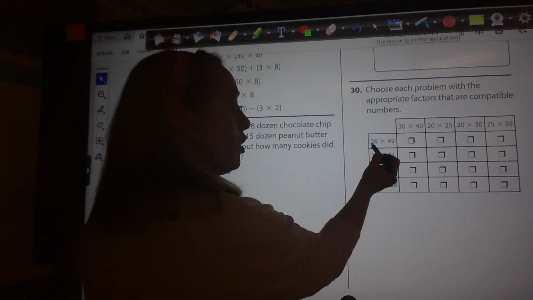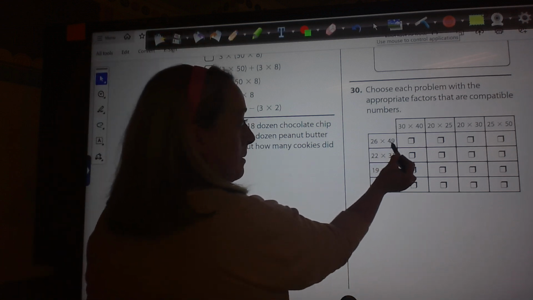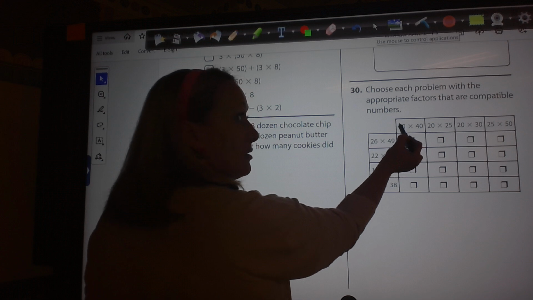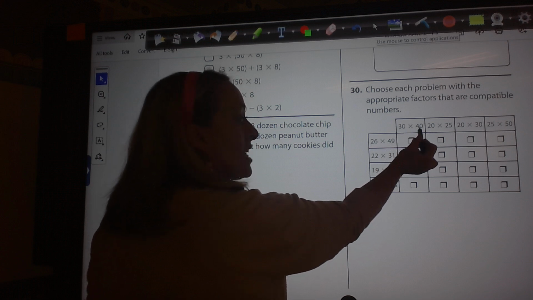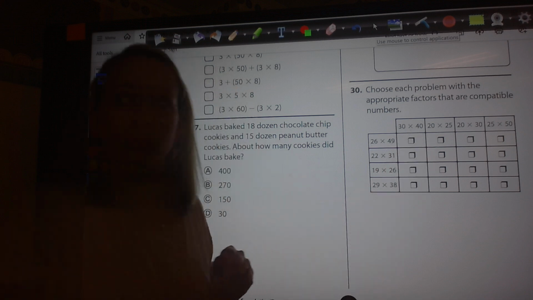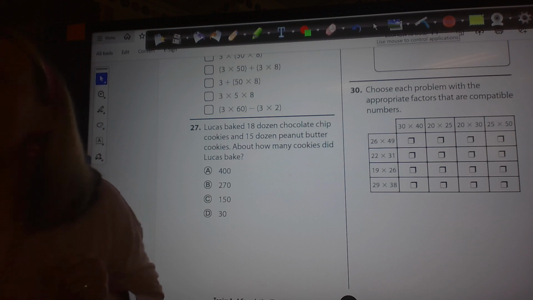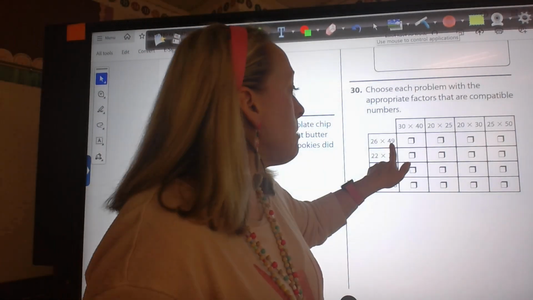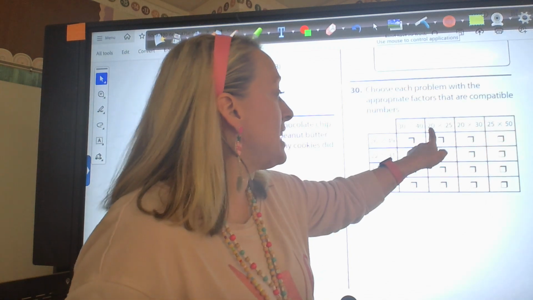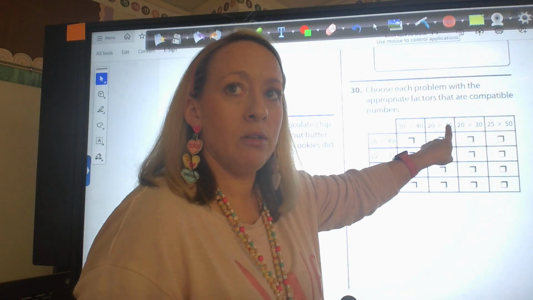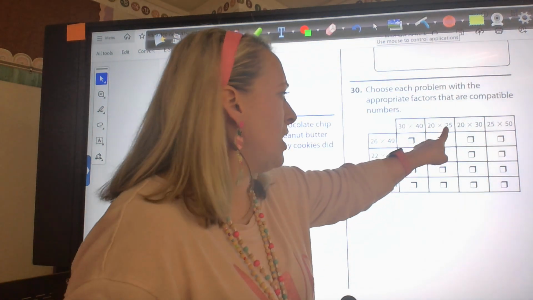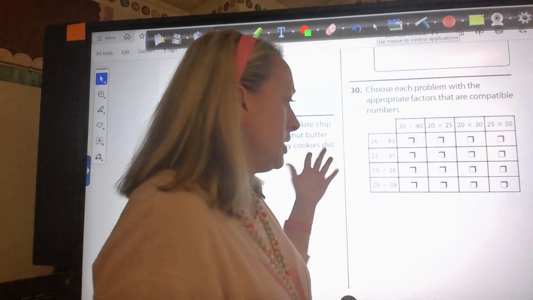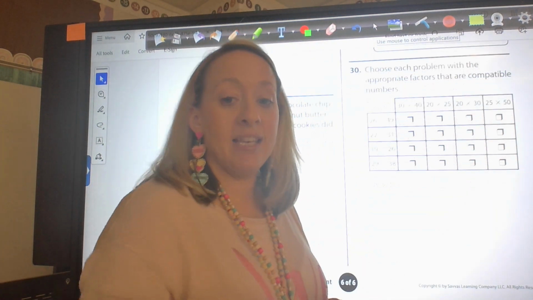So, 26 times 49. Is 26 about the same as 30? Yes. Okay, is 49 about the same as 40? No. 49 rounds to 50. That's what this is asking. Is 26 times 49 compatible with 20 times 25? Absolutely not. 25 and 49? Redonkulous, right? So that is what it's asking.